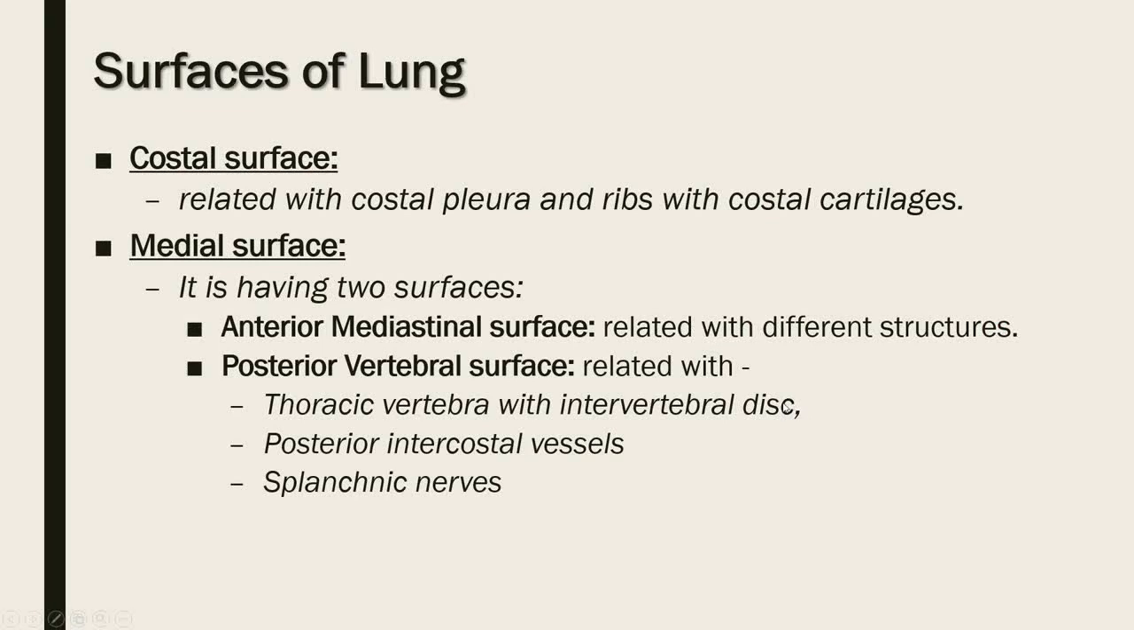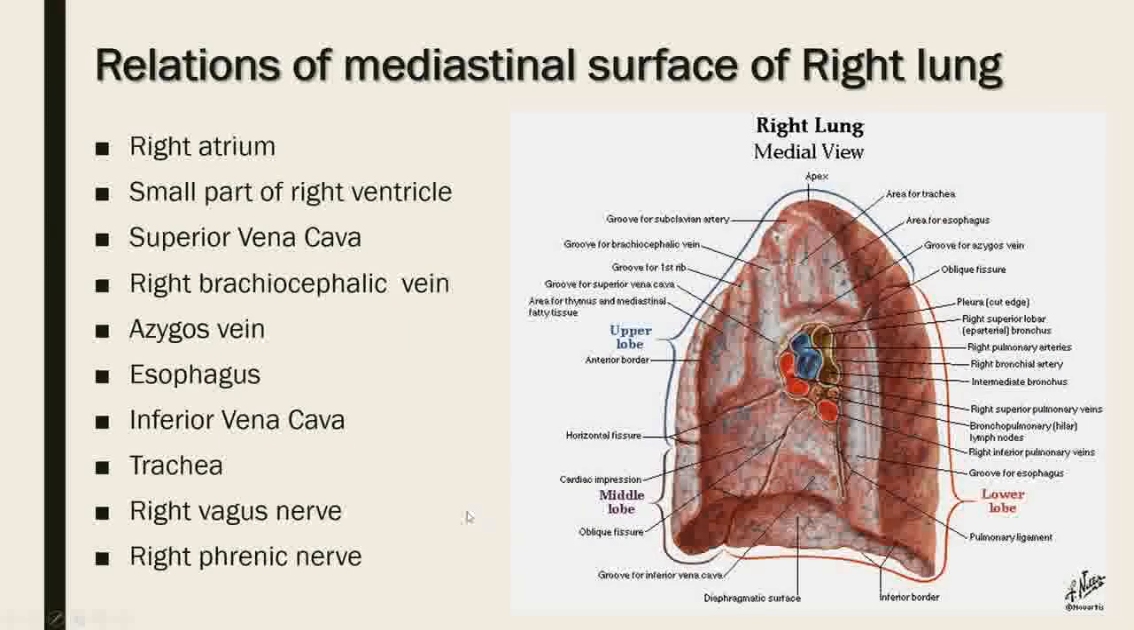The surfaces of the lung: the costal surface is related to the costal pleura, ribs and costal cartilages. The medial surface has two parts: the anterior mediastinal surface, related to different structures, which we will discuss, and the posterior vertebral surface, related to the thoracic vertebrae with the intervertebral disc, the posterior intercostal vessels and the splanchnic nerve.